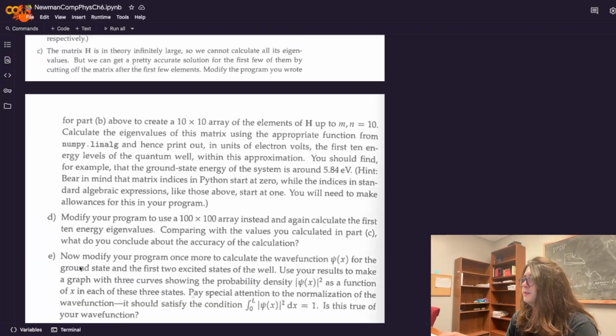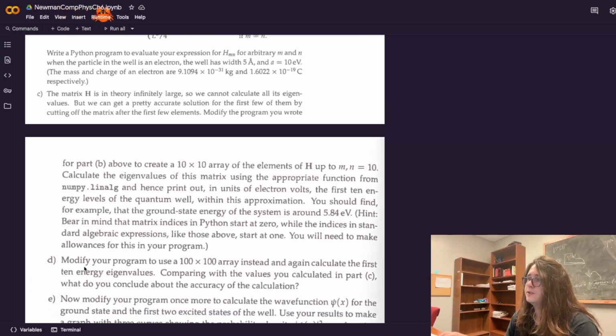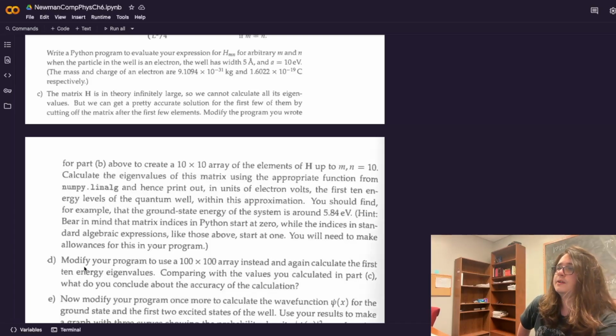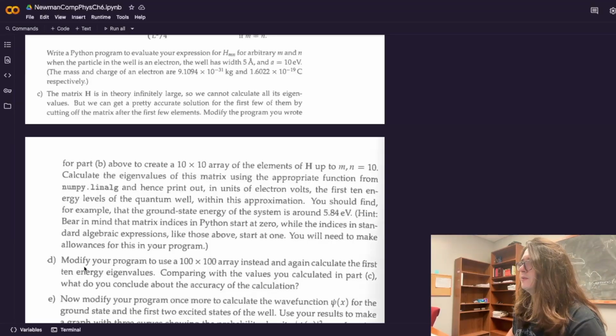We also have to do the coding. So what it's going to ask us to do is write a program to calculate H mn for a matrix that is 10 by 10, so a 10 by 10 Hamiltonian pretty much, and figure out what the eigenvalues are, i.e. what are the eigenenergies for this particular square well with the width of 5 angstroms, a of 10 eV, right?